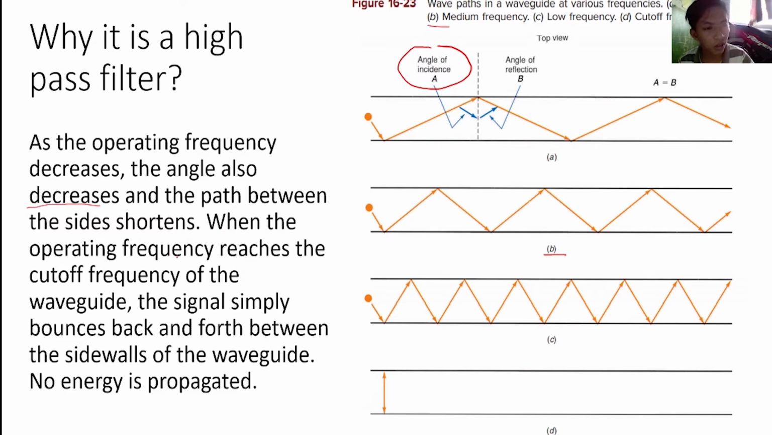When the operating frequency reaches the cutoff frequency, the signal simply bounces back and forth between the sidewalls of the waveguide and no energy is propagated, as illustrated here in the letter D. So the angle of incidence decreases. As you can see, it decreases from here to there and looks like a compression, and eventually it becomes this one. So that's why it is a high pass filter.